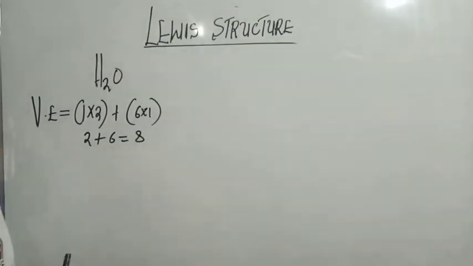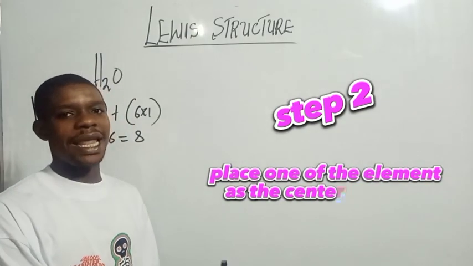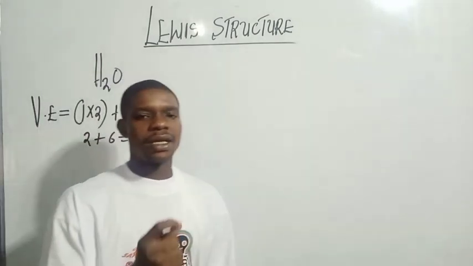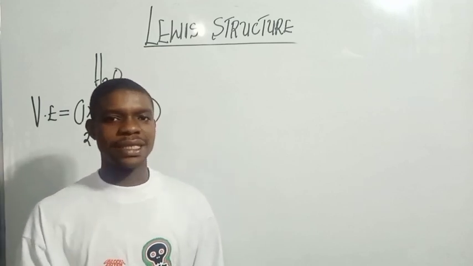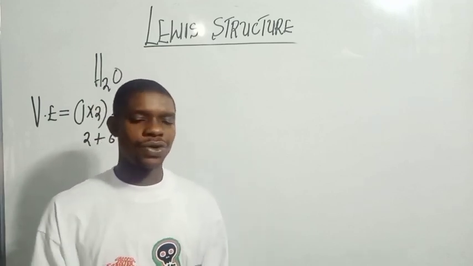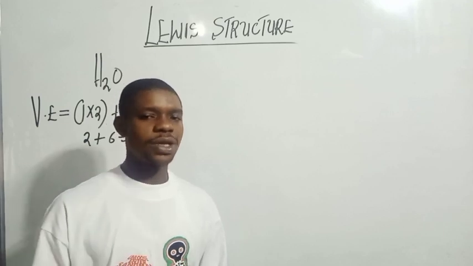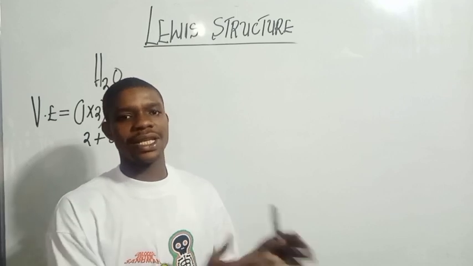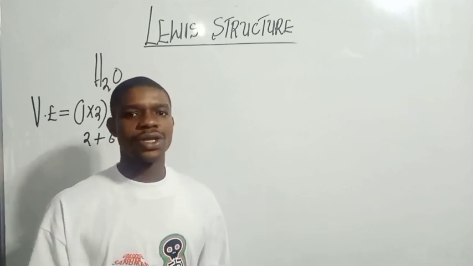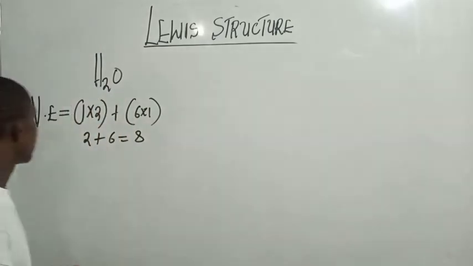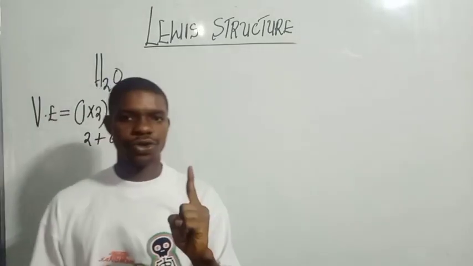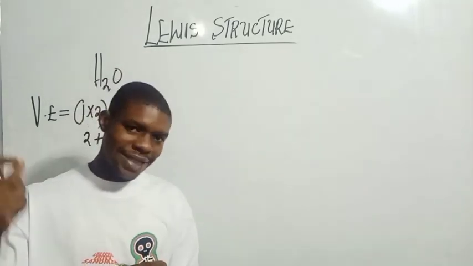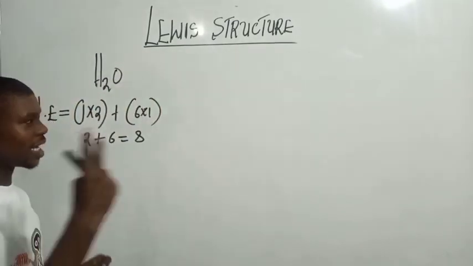Step 2 is to place one of the elements as the central atom. What you must keep in mind is that the least electronegative element in the molecule or ion will be the central atom. Another thing to keep in mind is that hydrogen and fluorine cannot be the central atom. The reason is that hydrogen can only form a single bond. Hydrogen cannot form multiple bonds. Hydrogen can only have a duplet, 2 electrons in the atom's shell.